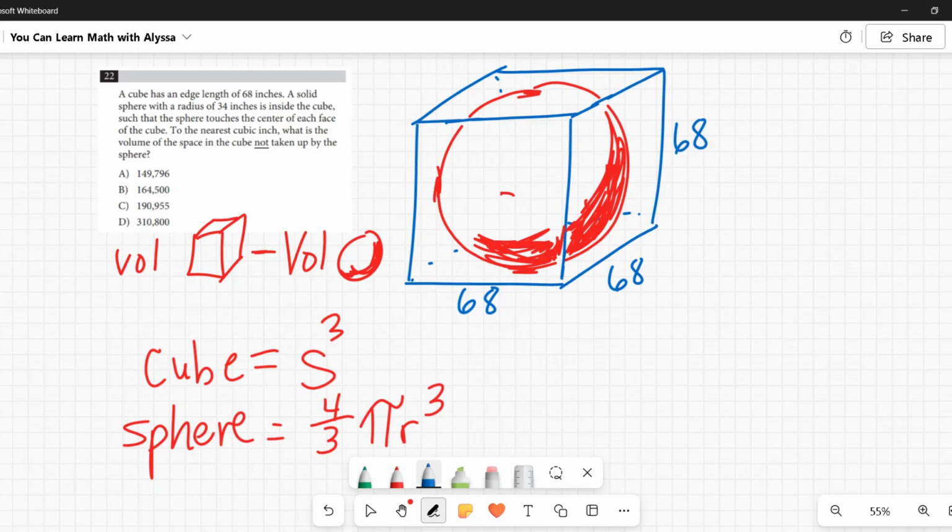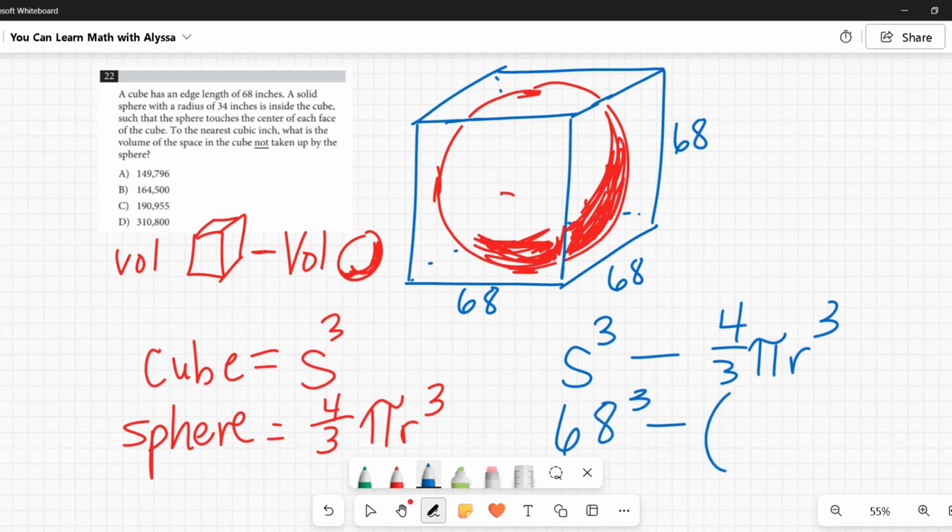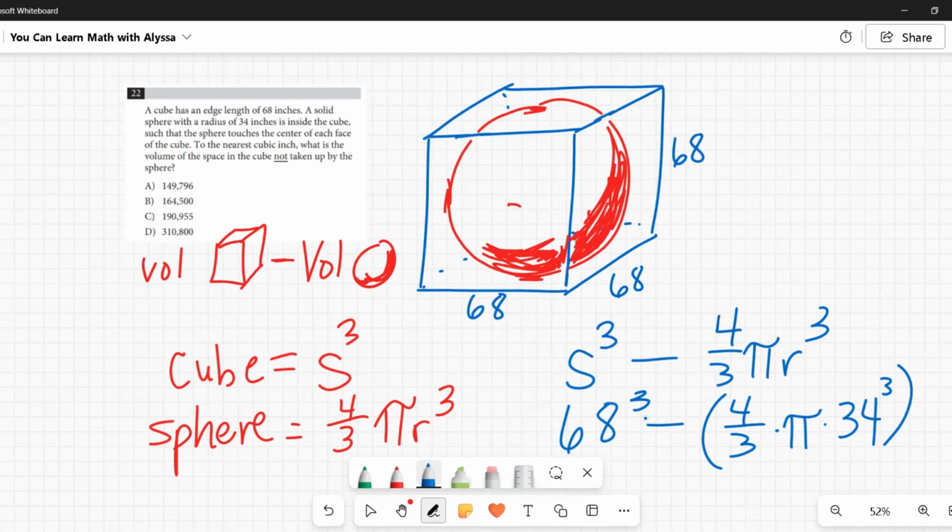So first, volume of the cube. So that's s cubed. And we're subtracting volume of the sphere, which is 4/3 pi r cubed. S cubed, we are told each edge length, each side is 68. So 68 cubed minus, I'm going to put this in parentheses to make sure all this stays together, 4/3 times pi, and we are told the radius is 34 inches, which is nice. They didn't have to tell us that.